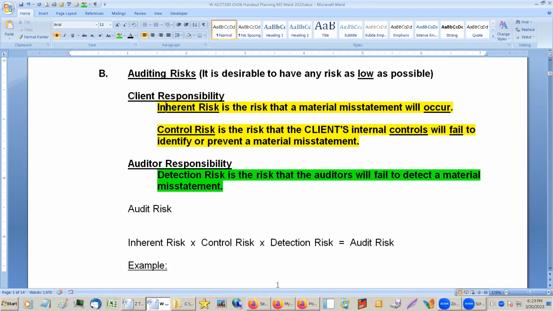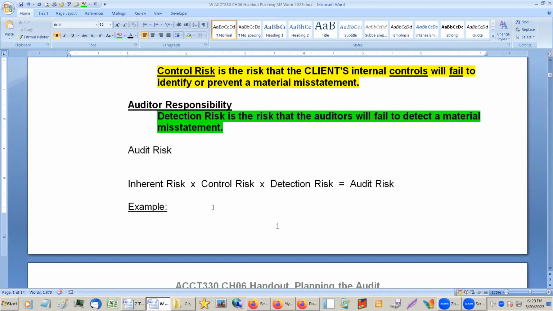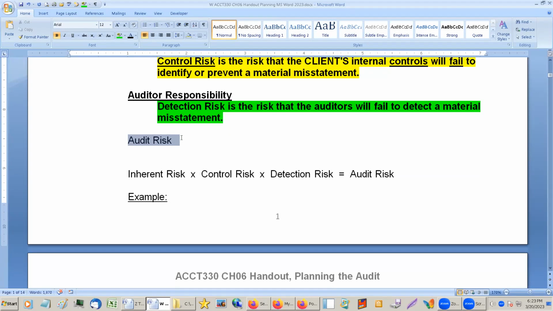Okay, so the client's responsibility is to have an inherent risk be low and control risk be low, hopefully. And should those fail, it's up to the auditors to detect the material misstatement. And if they fail, that leads into audit risk. Which, I'll go ahead and finish it out here and then we'll talk about what it means. Audit risk.